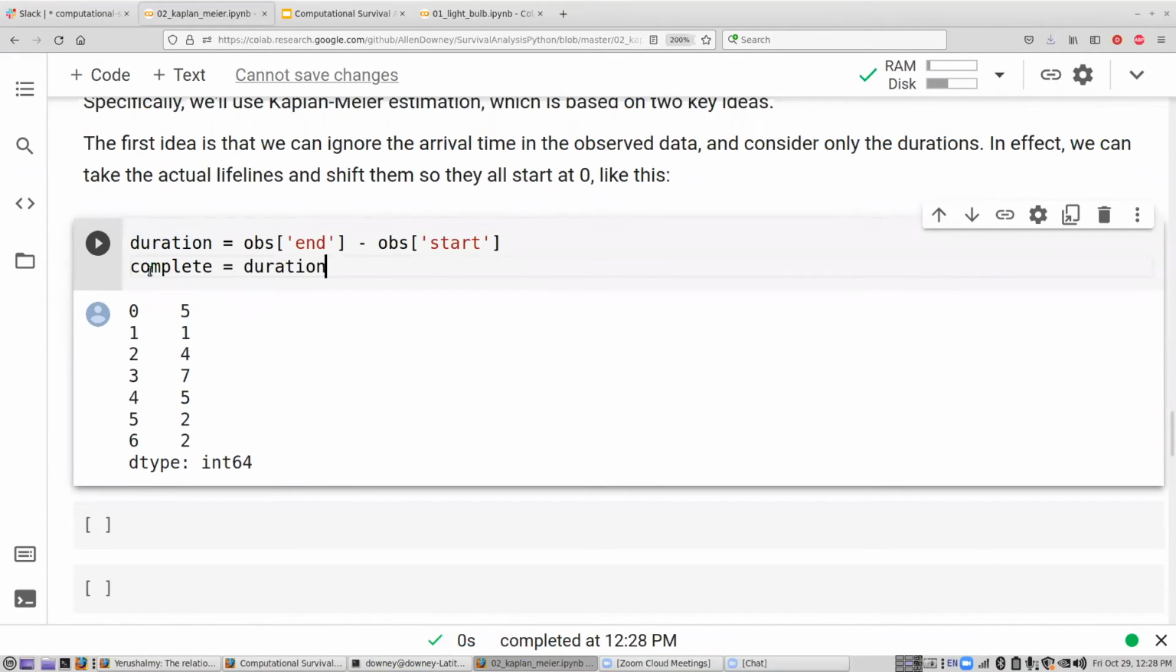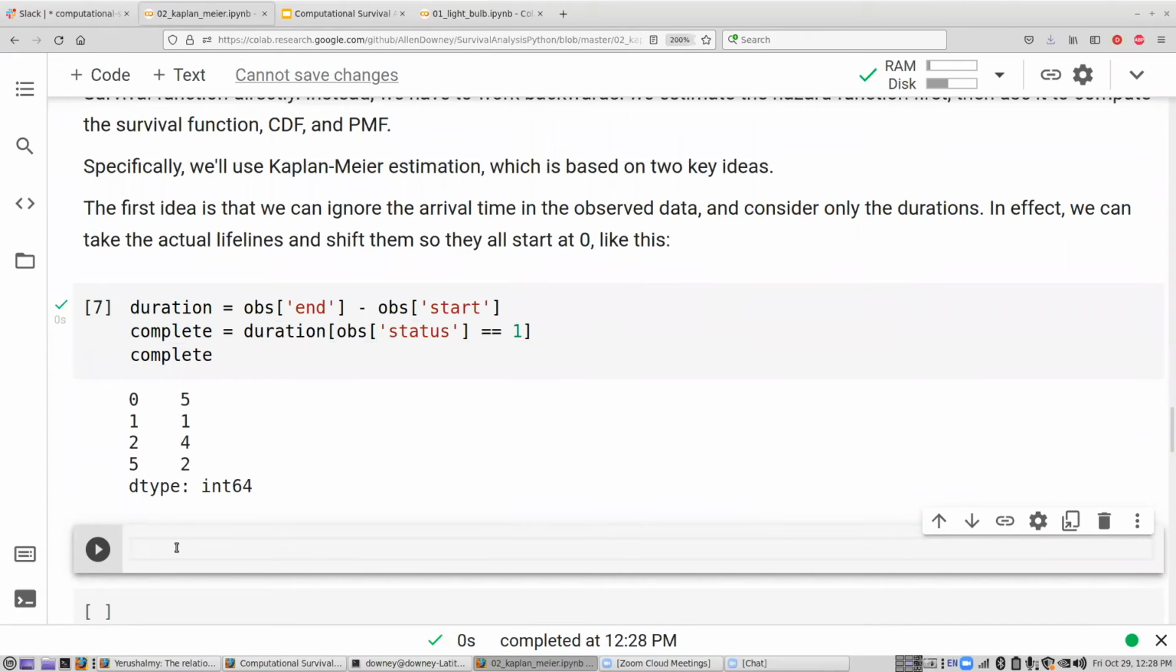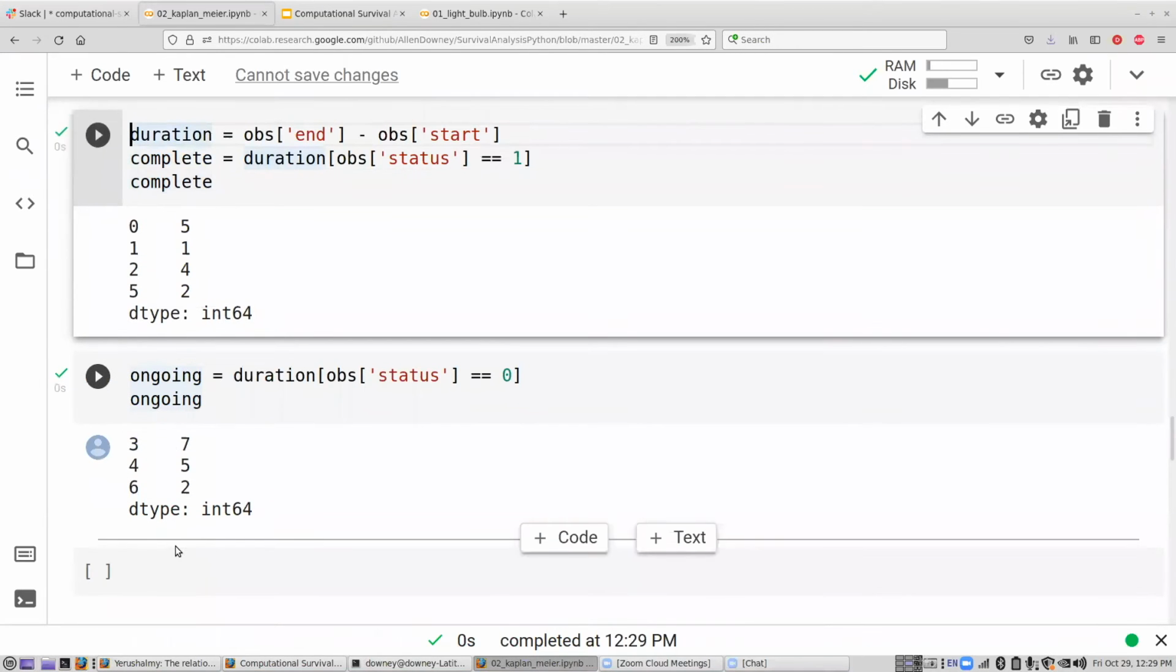So complete is going to be the durations, and as an index, I'm going to use the observation that the status is equal to 1. So this term will be true for the dogs that are complete when status is 1, and it'll select only those durations. So complete will be a subset of the durations 5, 1, 4, and 2. And ongoing, those are my incomplete cases, will be the duration in the case where the status is 0. And we can see what those values are. Okay, so I've partitioned the data set into two chunks, the durations for the complete observations and the incomplete observations.